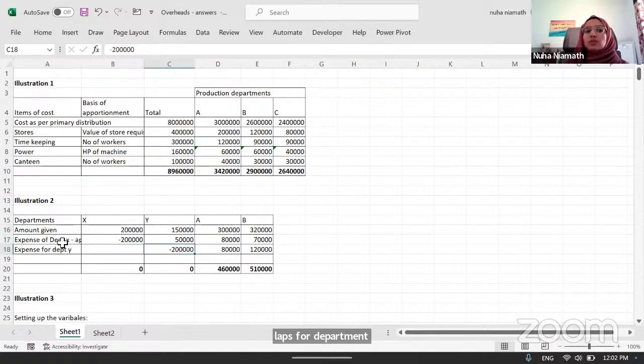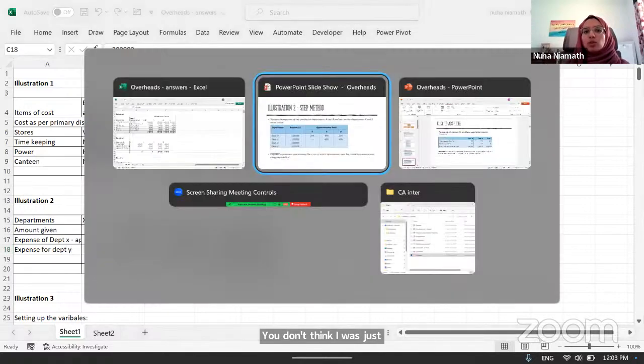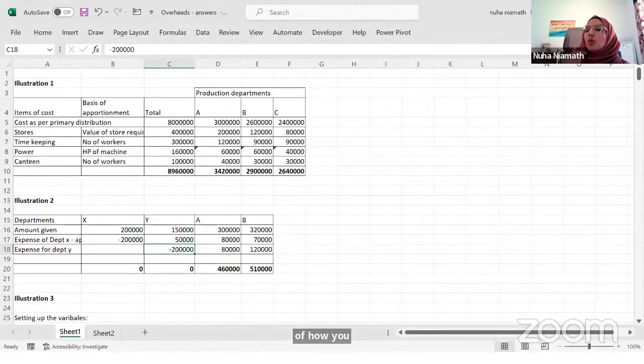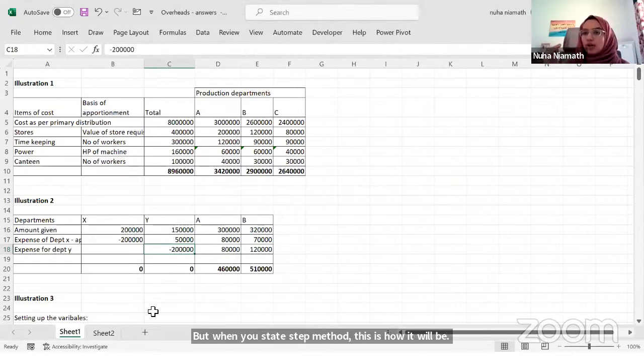The reason why we have first distributed X and then we have distributed Y is not a thumb rule that it has to be done like this. But they have asked us to distribute it using a step method. If I go back to the question, it's telling that you need to distribute the amounts using a step method. So this is a step method where first you will allocate for department X and then you will distribute for department Y. So that's called a step method distribution. There is another method also, which is a more complicated method of how you will find out the amount to be distributed. But when you state step method, this is how it will be distributed. First you allocate for X, then you take the total, and then you allocate that amount for Y.